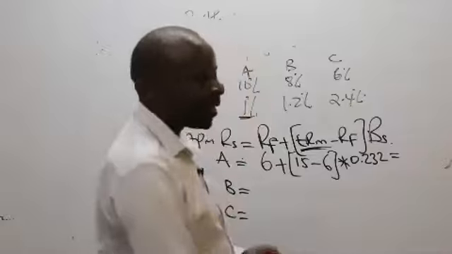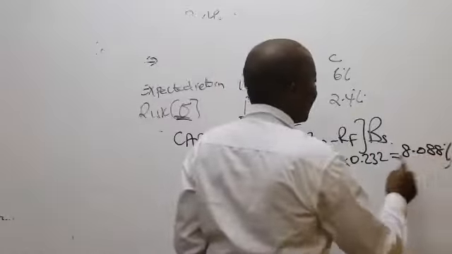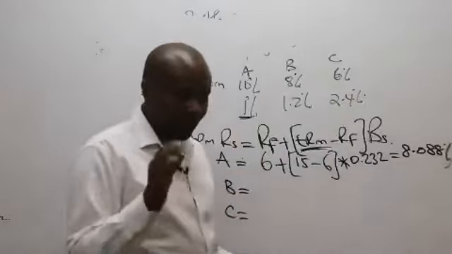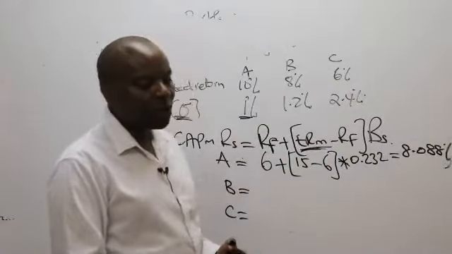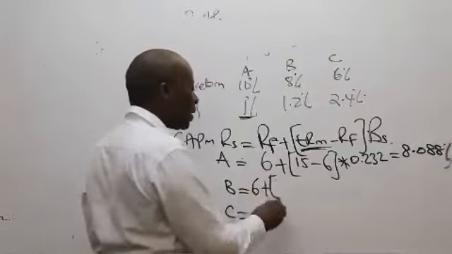Thank you. So unasema, it is 8.088%, and I like the way they are now consistent with what here? Decimal places. There are 3 decimal places. So please go to B. B, what do we have? Every other thing will remain the same.